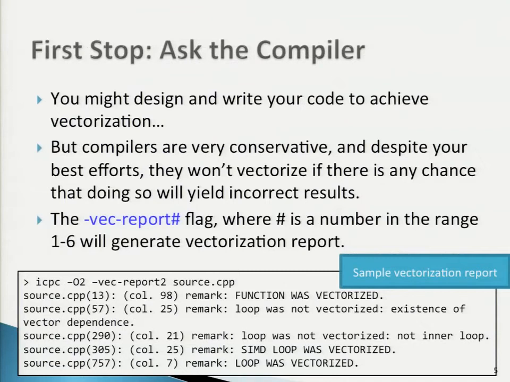So the first step is, generally what we do is we sit down and we plan how we're going to write our code so that we take advantage of vectorization. And we think we've got it figured out, and then you implement your code, and then you think how it's going to vectorize for certain. But compilers are very, very conservative. Compilers prioritize getting the correct answer over performance.